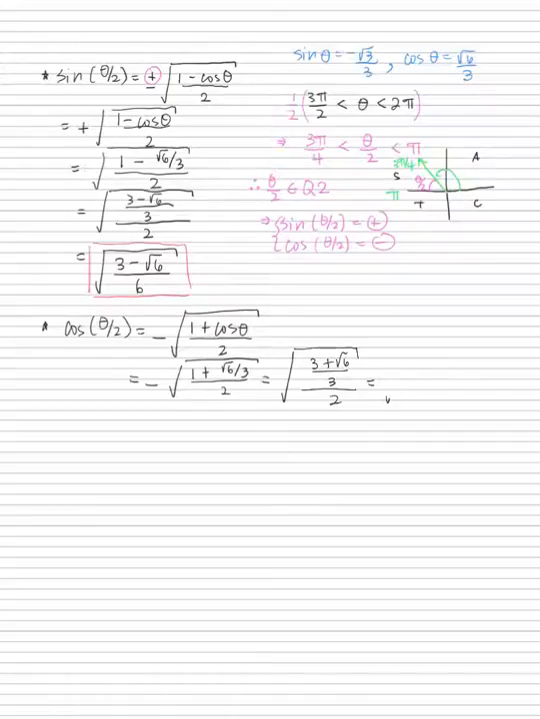Okay, so this is going to be the square root. Sorry, I dropped the negative. Here's the negative: 3 plus square root of 6 all over 6. So in this case, our answer is going to be negative. There you go.